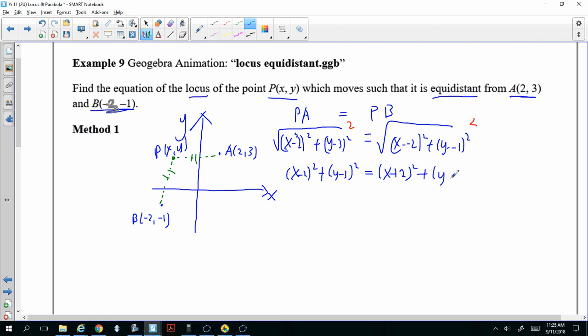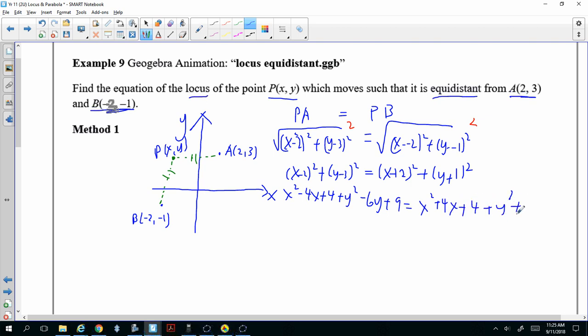Unlike the other one, we actually get a circle. Due to the fact that you got squares on both sides, you won't get a circle this time. You will get a straight line. Let's see why. We're going to expand everything. x squared minus 4x plus 4 plus y squared minus 6y plus 9 equals to x squared plus 4x plus 4 plus y squared plus 2y plus 1.